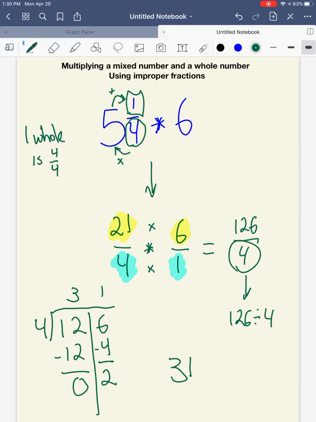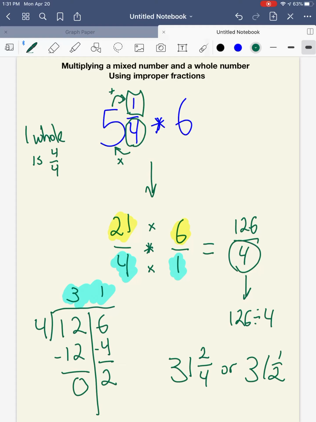So that is 31 wholes. That's right here. Oops, wrong one. There we go. There's 31 wholes. And then those 2 extra are fourths. So 31 and 2 fourths. So 5 1/4 times 6 would give us an answer of 31 and 2 fourths. Or if we want to be really fancy, we could say 31 and a half, because 2 fourths is a half. Okay, so that's one example.